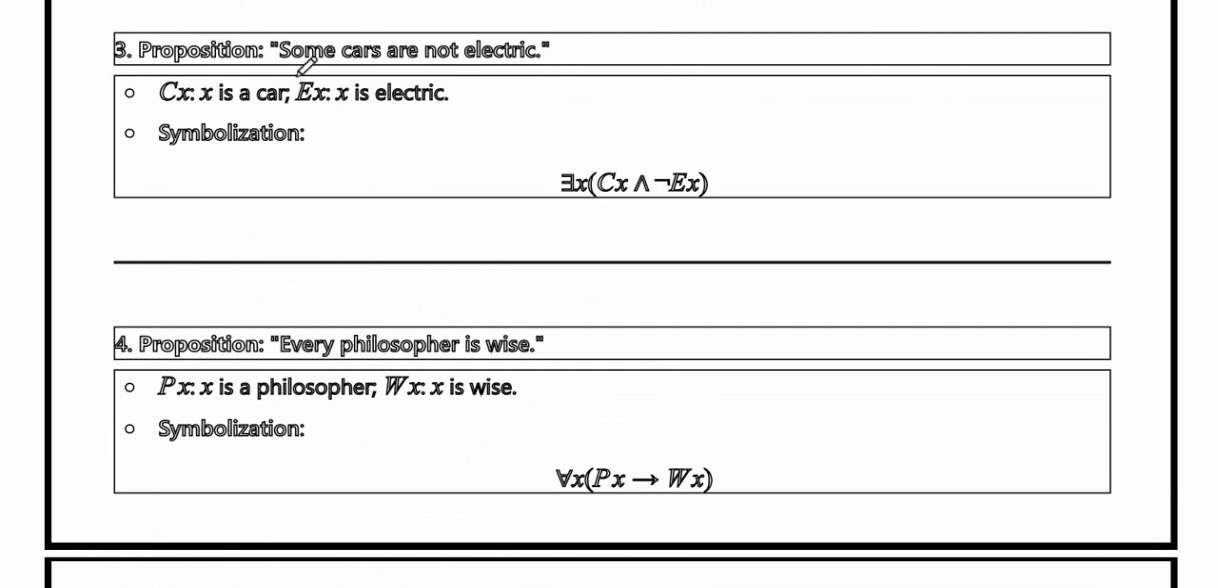Alright. Next is some cars are not electric. Cx is car, Ex is electric. Now some means existential. And when we use existential, we have to use the and symbol. And for not, we have to use the negation symbol, which is this one. Now we can use this one also, but as far as our elementary logic book is concerned, they have put in this symbol.